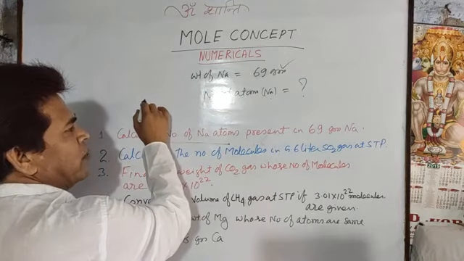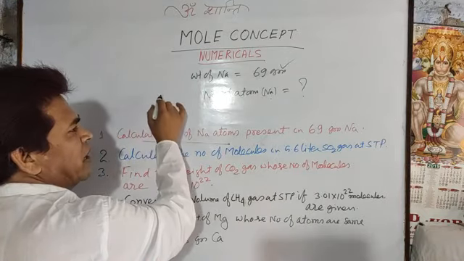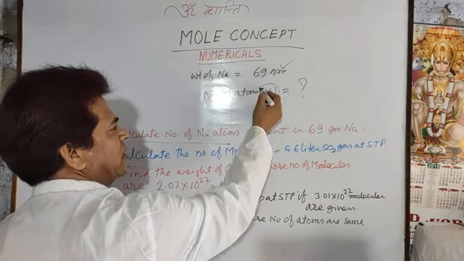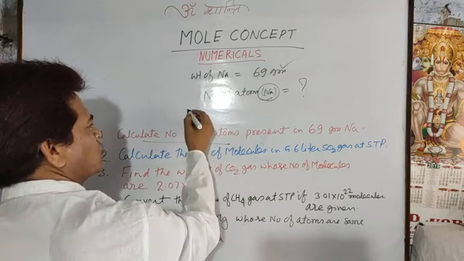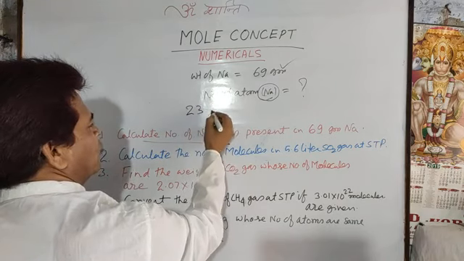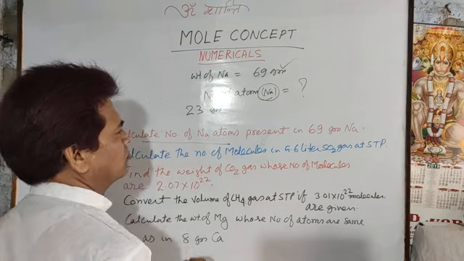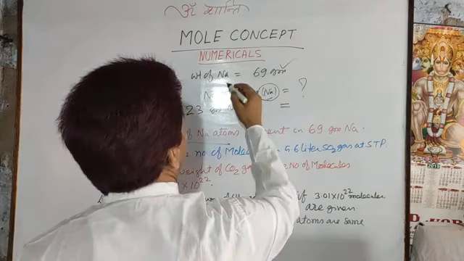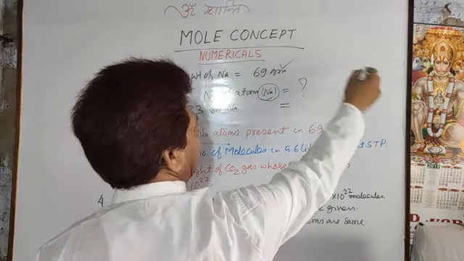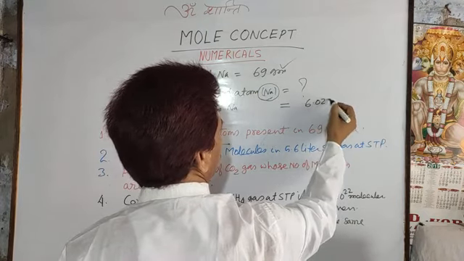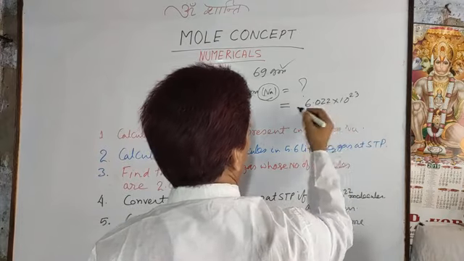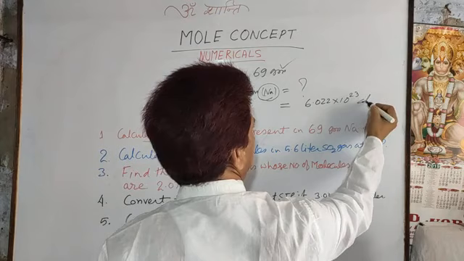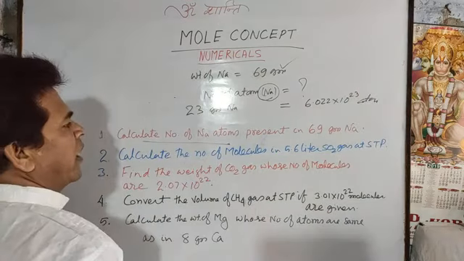So in the starting you have written the atomic mass of any element in gram. Here the element is sodium. So what is the atomic mass of sodium? 23. So you can write 23 gram sodium is equal to 6.022 × 10^23 atoms. On the basis of the mole concept you have written this here. So in the given data you have to find.